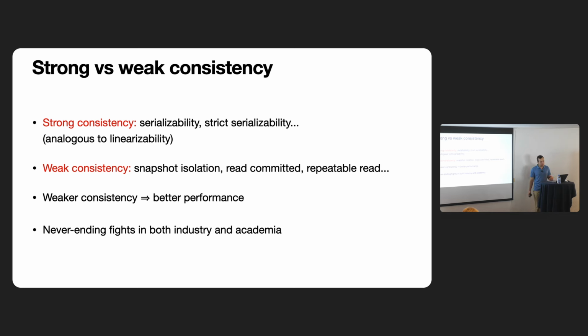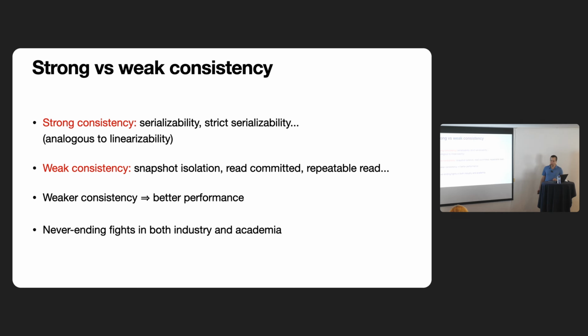And then there is weak consistency, which are these weaker levels like snapshot isolation and all that, that allow a bit more strange behaviors. Generally speaking, if you weaken consistency, you get better performance. But there are never-ending fights in both industry and academia about whether this is an appropriate trade-off, or if it's worth making, and to what extent. And so I'll tell you a bit about this story.